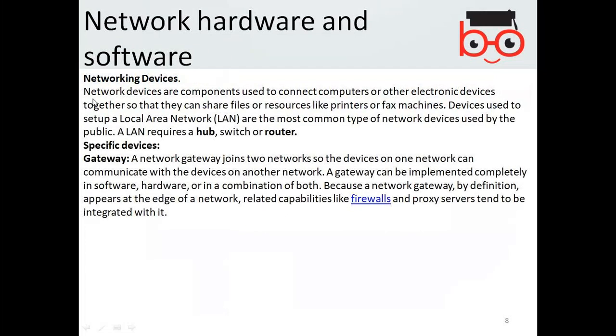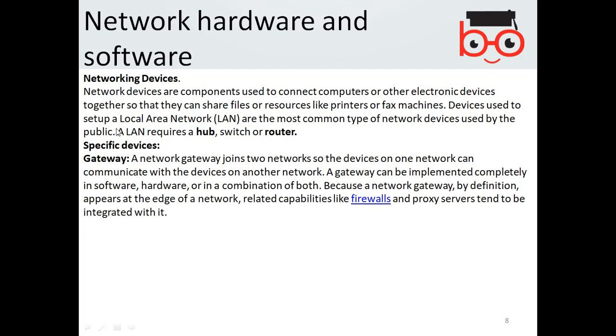Now, the network hardware and software, the network devices. Now we talk about another topic about the network devices. The network devices are components used to connect computers or other electronic devices together so that they can share files or resources like printers or fax machines. These devices are called the network devices. They help to communicate as well as share the files or resources over the network.